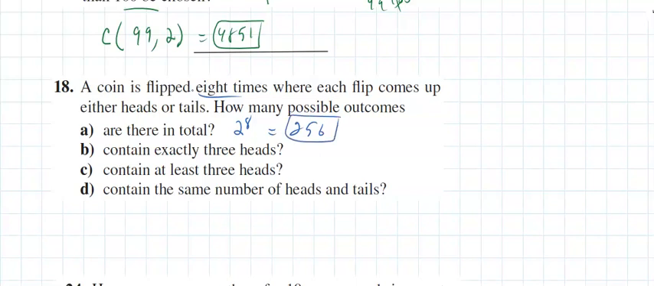B. Contain exactly 3 heads. Well, it doesn't matter where you get the 3 heads. Out of the 8 possible, choose any 3 heads. That's 56 ways that could happen.